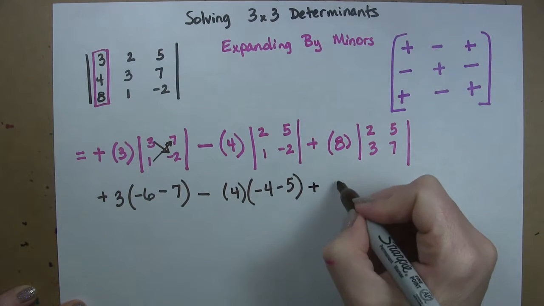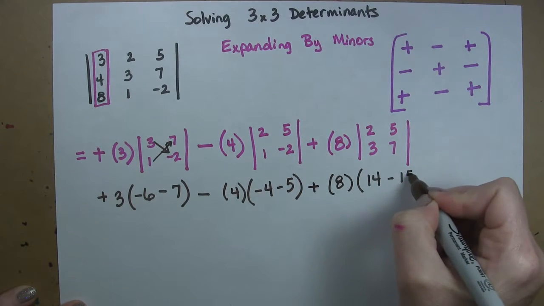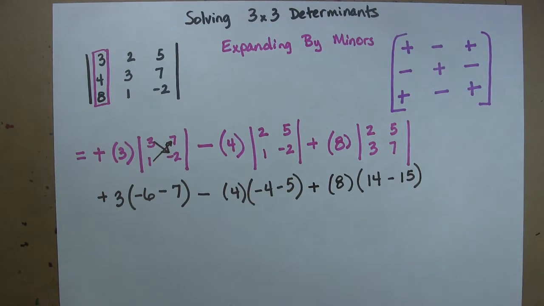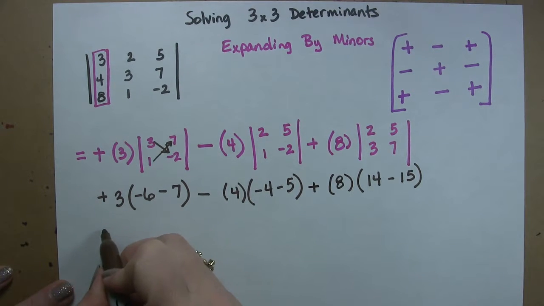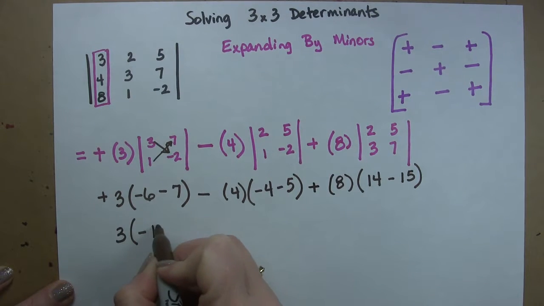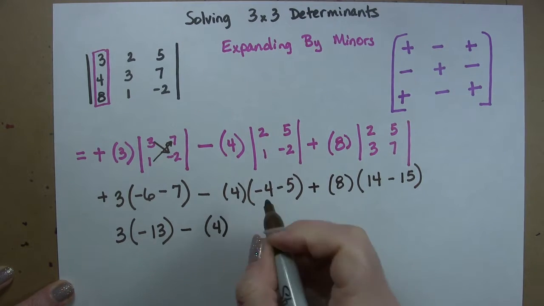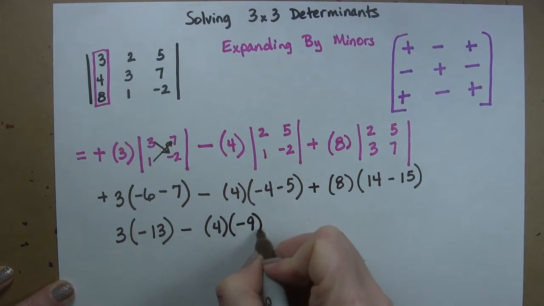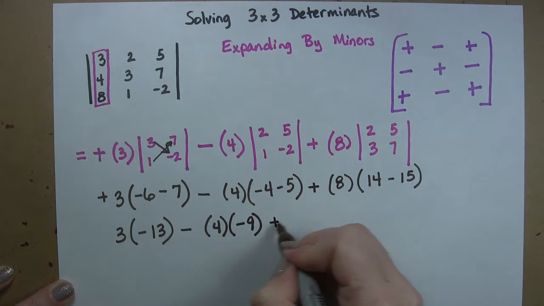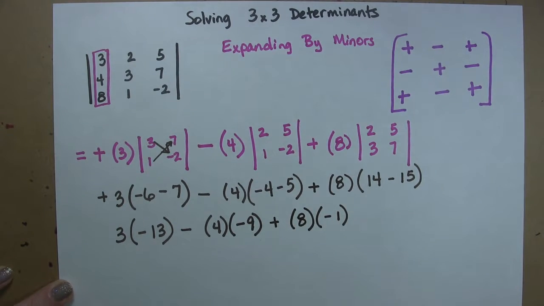Plus 8 times 14 minus 15. Sweet. All right, so let's simplify again. So that's going to be positive 3. So 3 times negative 13 minus 4 times negative 9 plus 8 times negative 1.